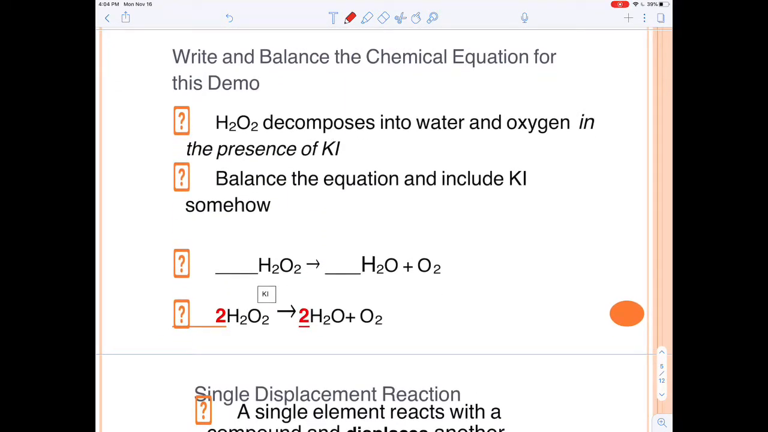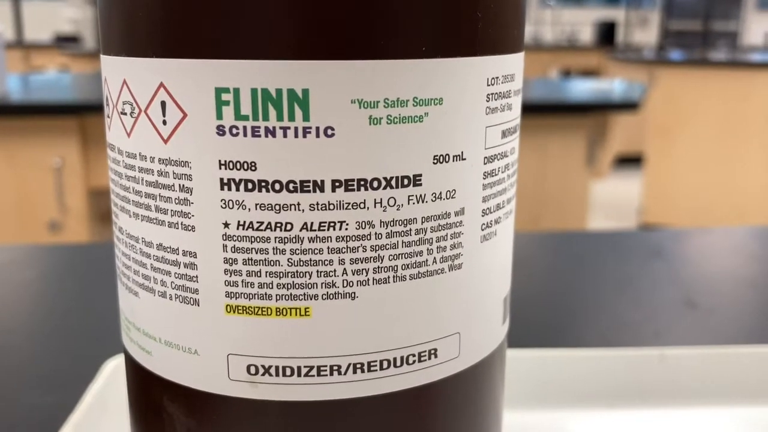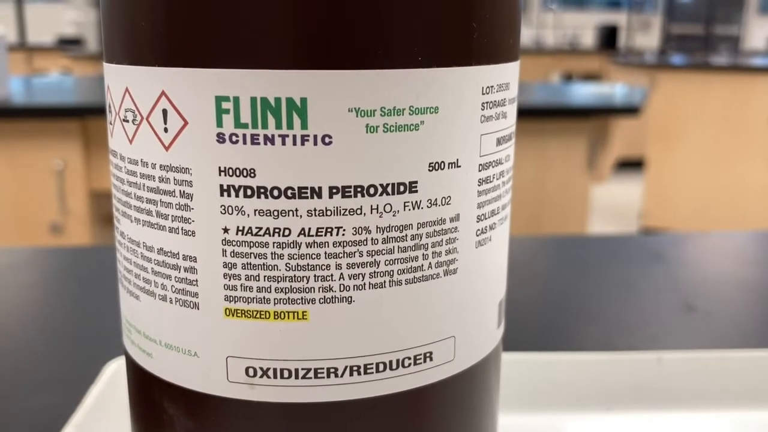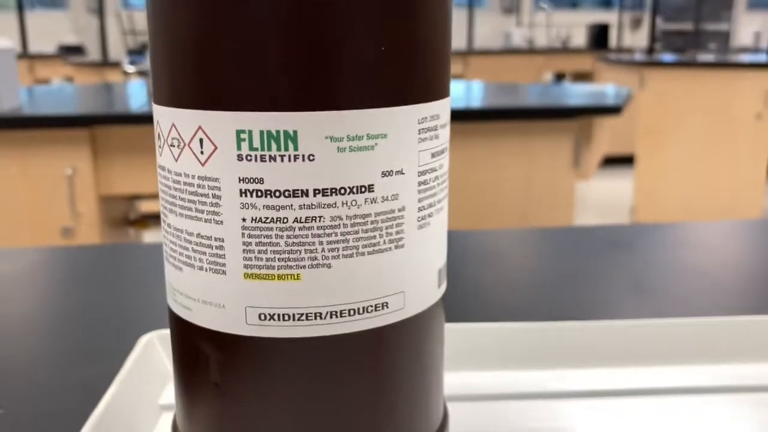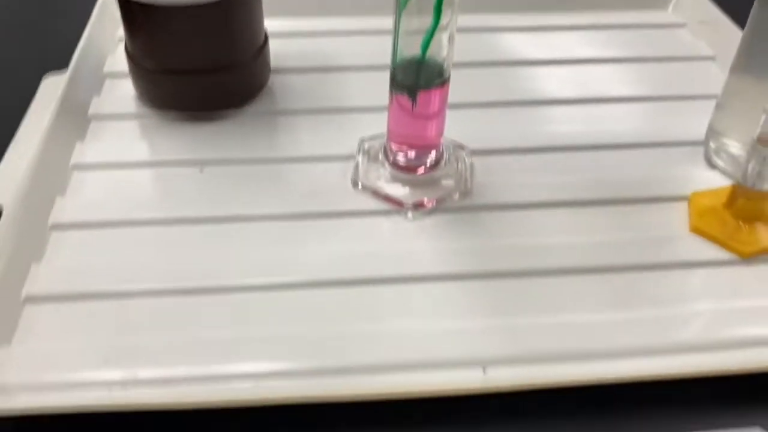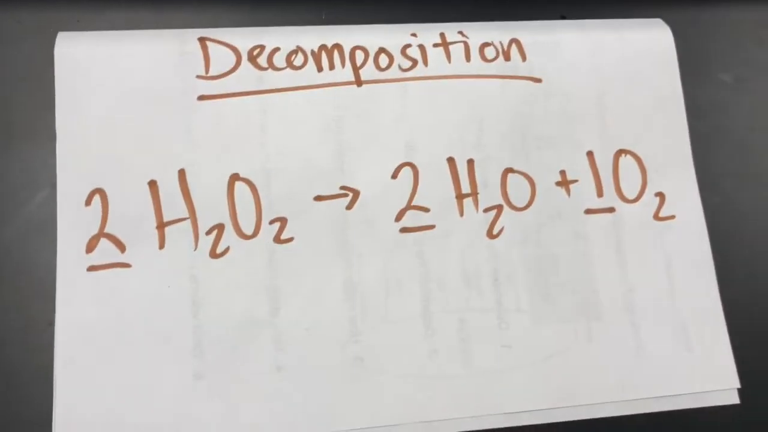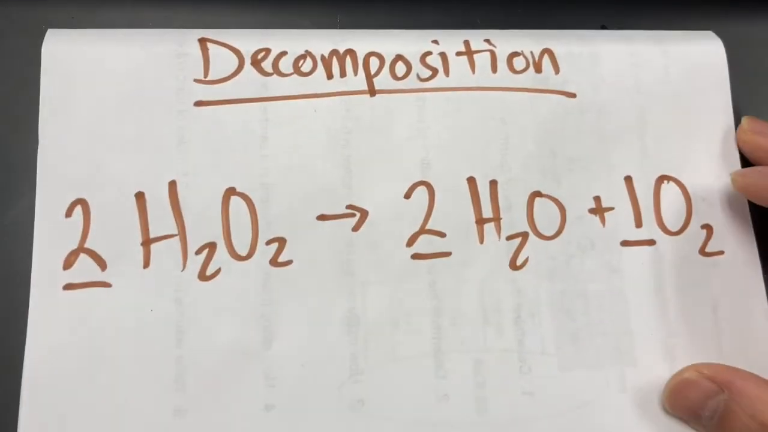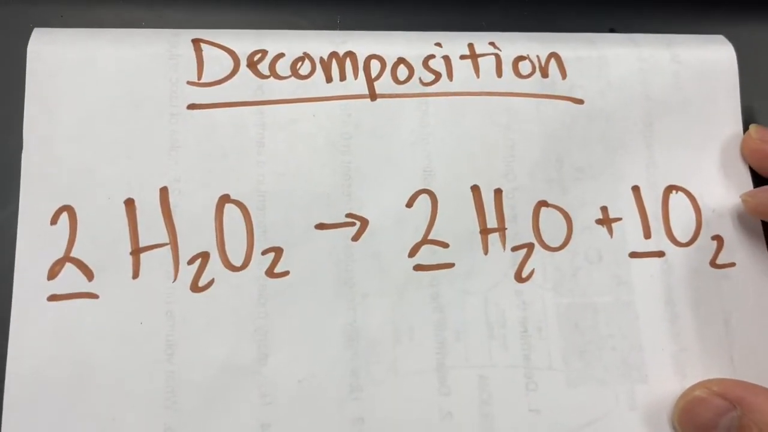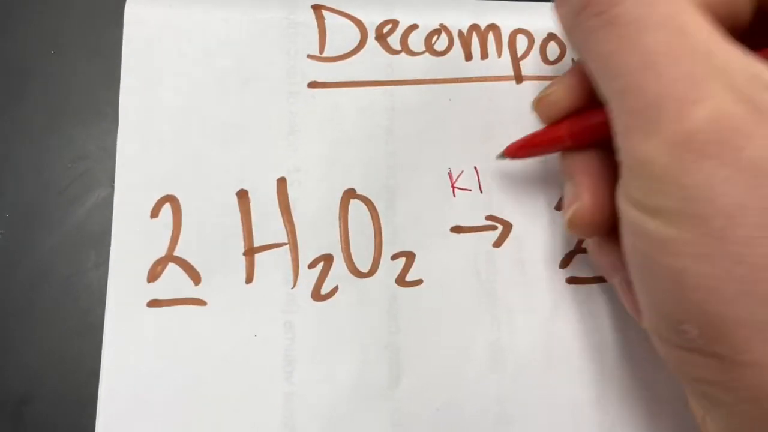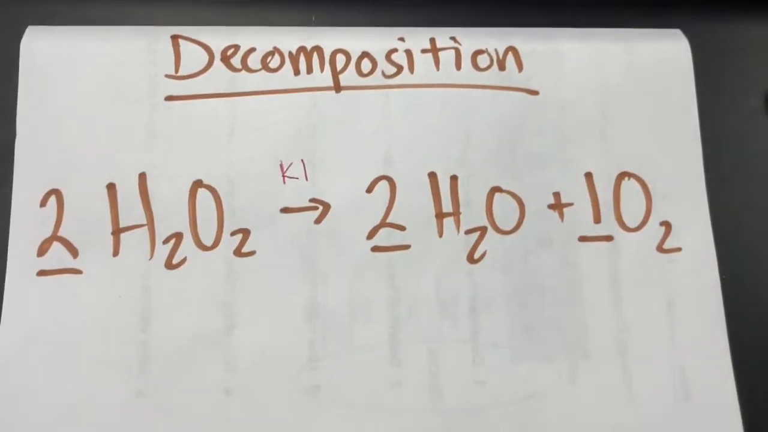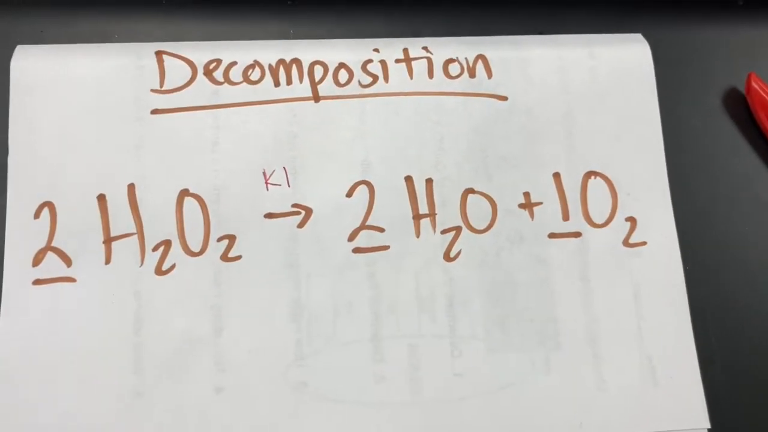For my decomposition reaction, I'm going to do elephant toothpaste. All right, for my next demonstration, we're going to do a decomposition reaction of hydrogen peroxide. So this is what the equation looks like. Now, this reaction does not happen spontaneously. We actually need a catalyst to help this reaction get going. So I'm using potassium iodide, KI. I'm going to write that above the reaction arrow. Now this is the reaction that we're going to perform.